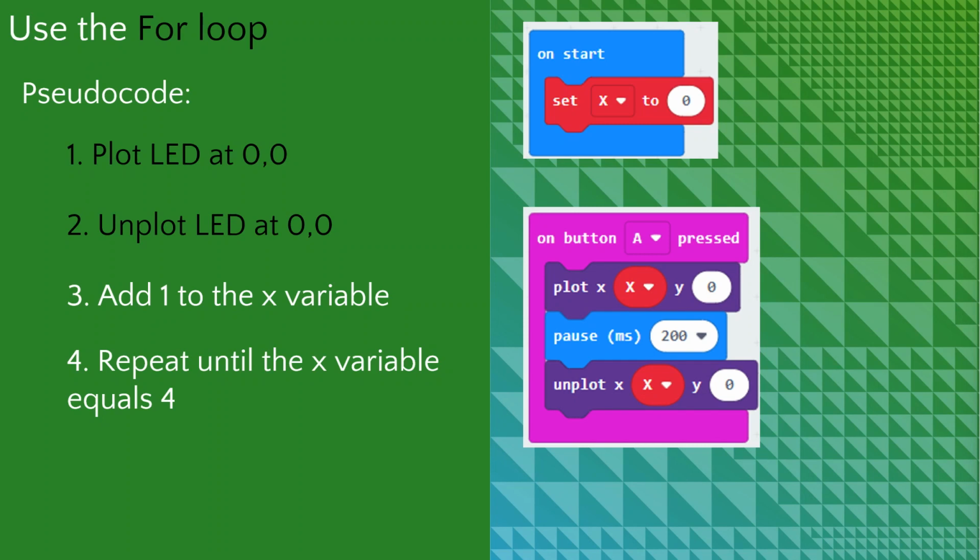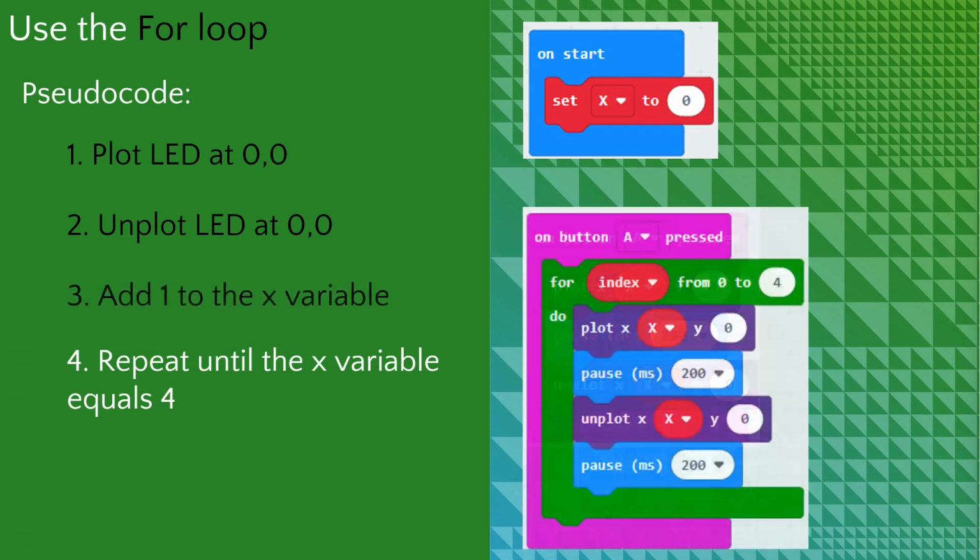So now we want our LED to move over to the X equals 1. So we need to add 1 to the X variable. So up here on set, we set it equal to 0. If we want it to now be 1, we have to add to that. This is what the for loop does. It takes the variable that you choose and adds 1 to it just automatically. That's just what it does. So bring out a for block from the loops menu.